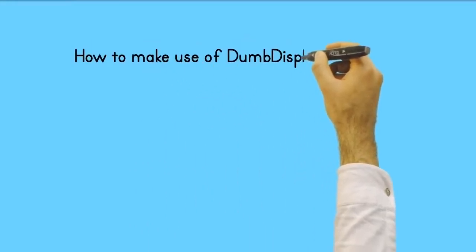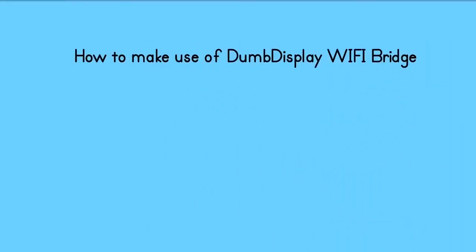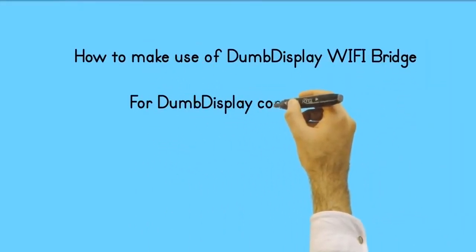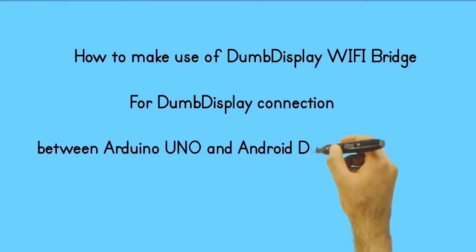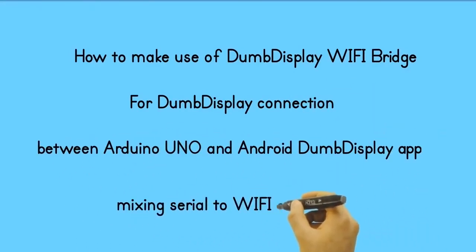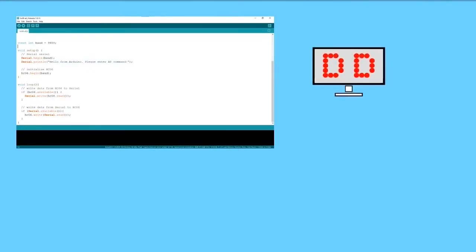How to make use of DumbDisplay WIFI Bridge. For DumbDisplay connection between Arduino UNO and Android DumbDisplay app, mixing serial to Wi-Fi channel. Assuming you already have Arduino IDE and DumbDisplay library installed.